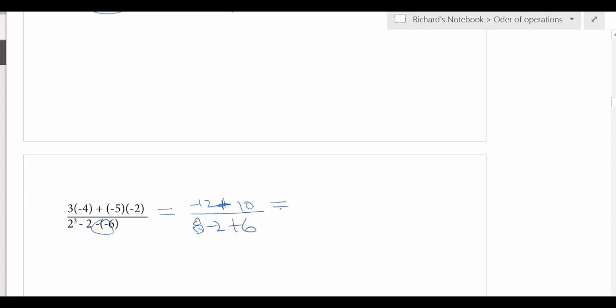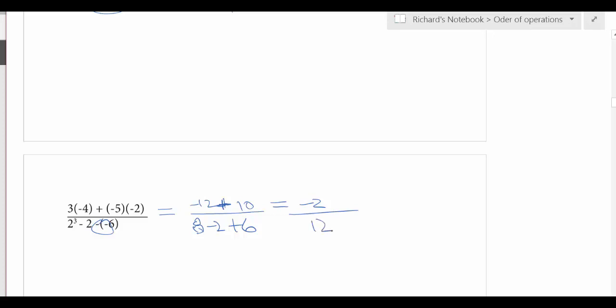Okay, now the fraction bar is a grouping symbol. I have to evaluate the top, or the numerator of the fraction, on its own, and I have to evaluate the denominator, the bottom of the fraction, on its own. So -12 plus 10 is -2. There's our fraction bar. And now, down in the basement, in our denominator, we've got 8 plus -2 is 6, plus 6 is 12.